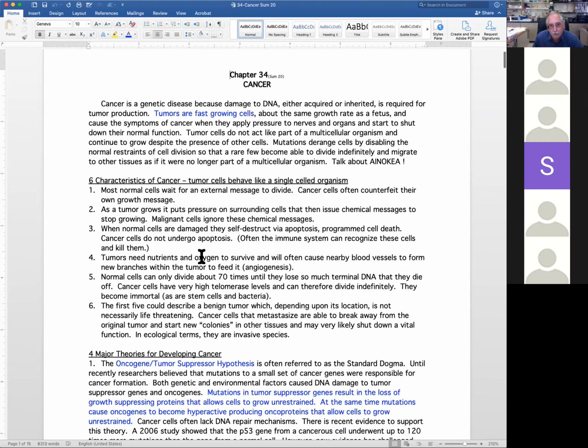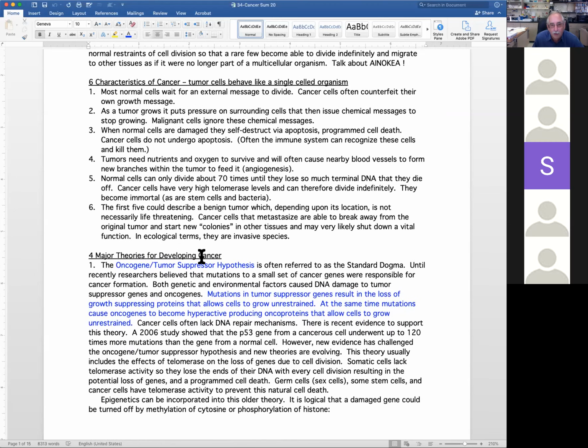So what are some characteristics? Well, they're basically pretending like they're not part of a multicellular organism. Okay, it's all about me now. I'm not part of this organism. I'm just going to multiply, divide, raise a family, do whatever I want.